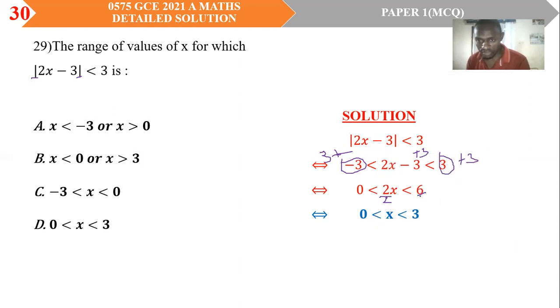Yes, we divide both sides by 2. All through we divide by 2. Now the 2 cancels here, 1. 2 into itself, 1. 2 goes into 6 how many times? 3. So we now have that x is less than, what is left is 3, greater than 0. And our answer is V.